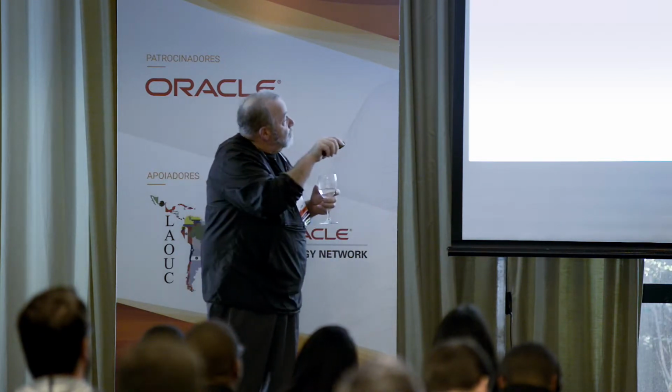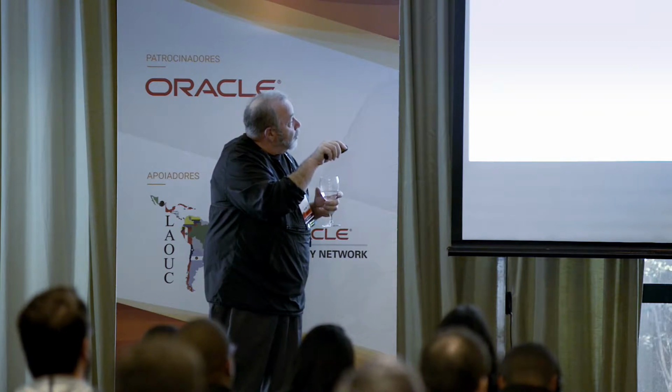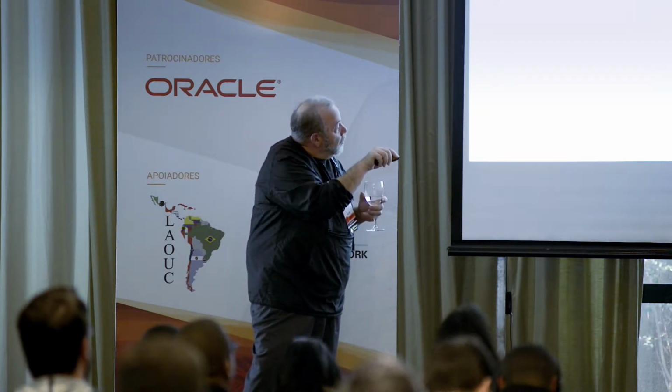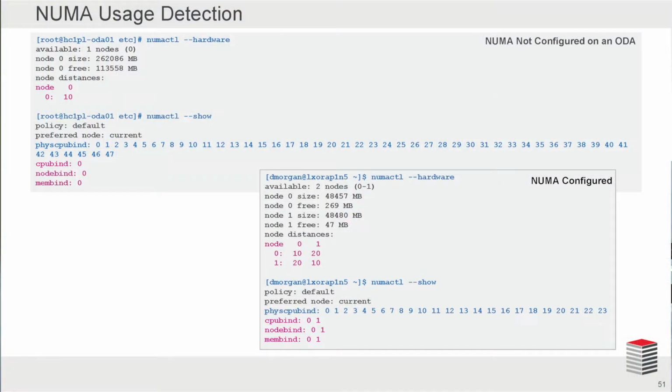If you want to find out whether your hardware is configured for NUMA, you run a Linux command called numactl. And this is not a comment. Neither is that a comment. This is actually the command. It's numactl --show or --hardware. If NUMA is configured, you will see multiple memory pools.